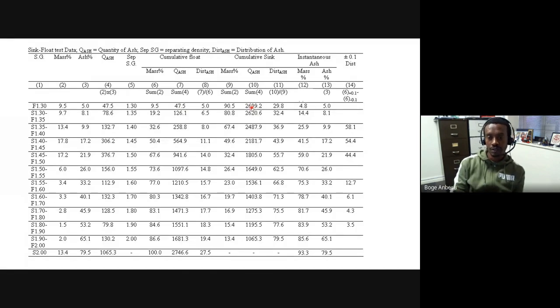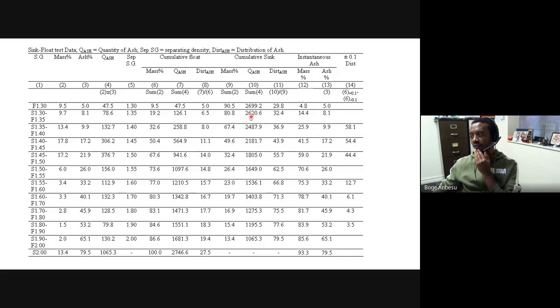So I know the total, I know the ash in the float, so I should be able to calculate the ash in the sink for each of those densities that I'm using for the media. Okay, so 2699.2 is obtained by subtracting 47.5 from 2746.6. Okay, so if I do that, then I can follow up with the next ones.